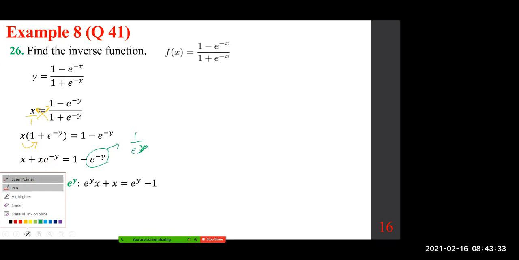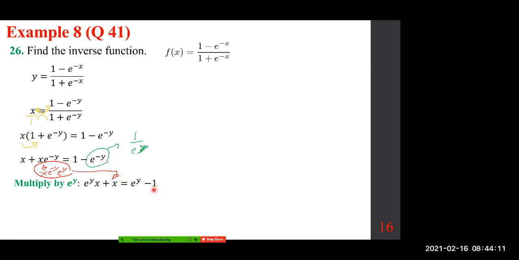I want to make sure everybody understands what happens. So this one times e to the power of y. This one, let me write it underneath, just this one, becomes x e to the power minus y, e to the power of positive y. E to the power of minus y and e to the power of positive y becomes e to the power of 0 or 1, and this whole thing becomes x. And the right side, 1 times e to the power of y minus this one times e to the power of y is also 1, so minus 1. Okay.